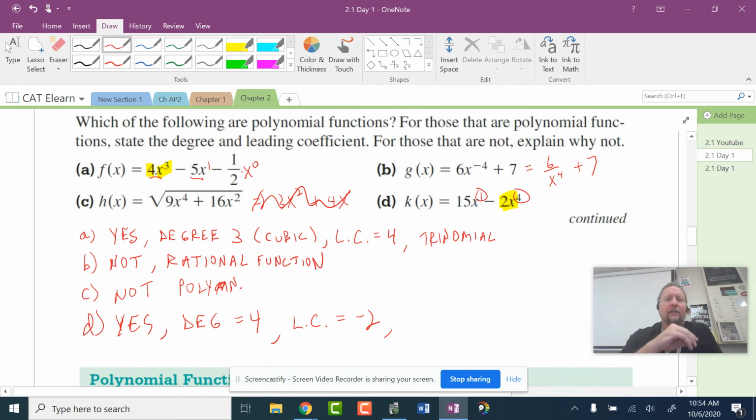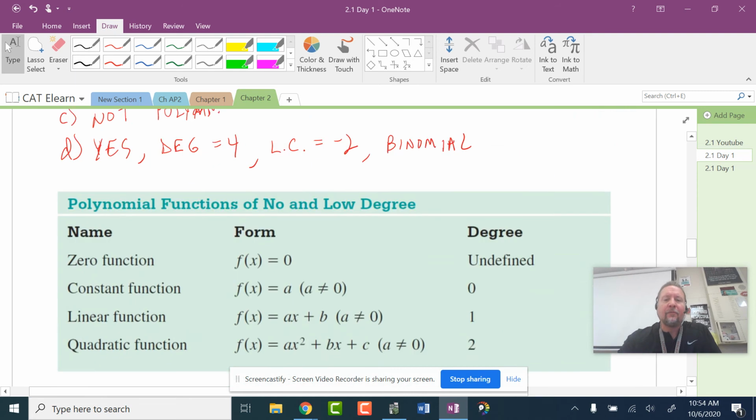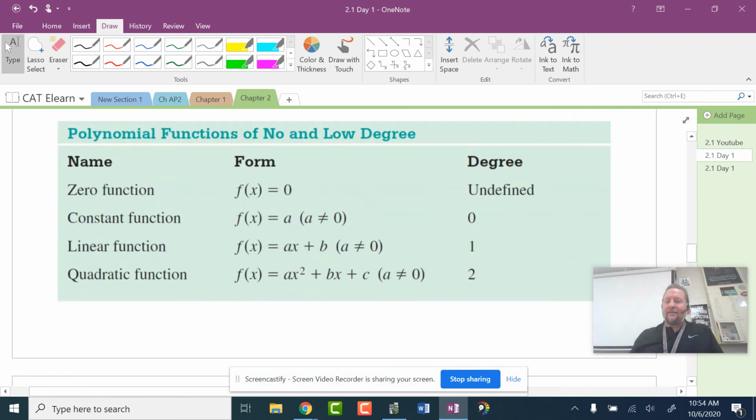What else do we have to say? Leading coefficient. Oh, I guess I could call it a binomial, though. I don't think they have anything for that. Did I forget anything? State the degree, leading coefficient. Is it a polynomial? Let's move on.